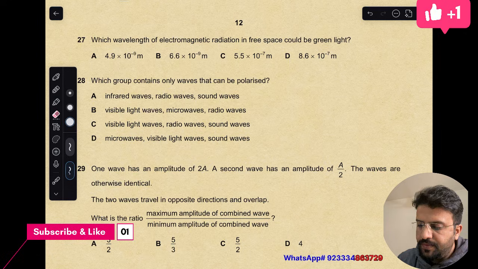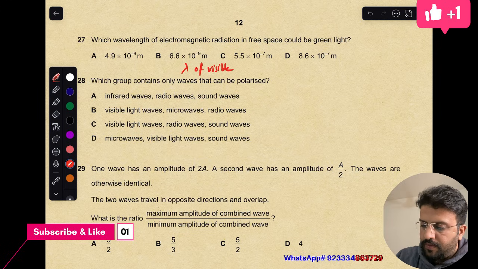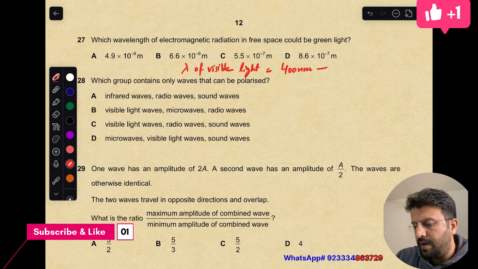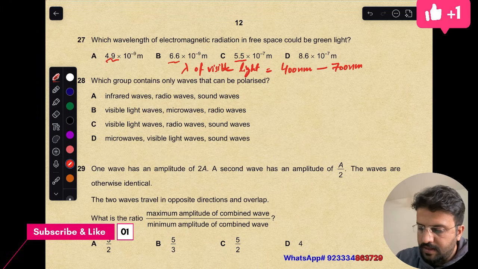The next question, which wavelength of electromagnetic radiation in free space could be green light? First, you need to keep in mind the wavelength for visible light. So lambda of visible light is 400 nanometer to 700 nanometer. If you convert this thing, they all are in the standard form.